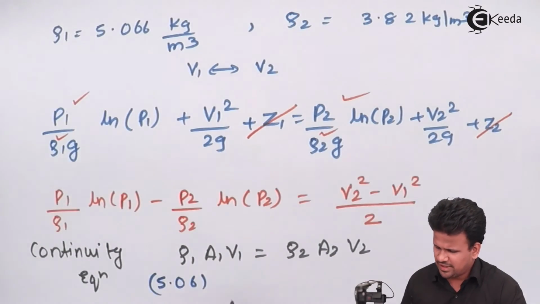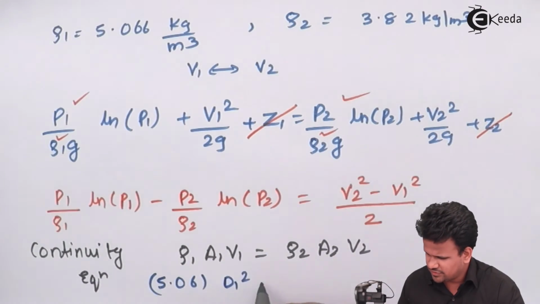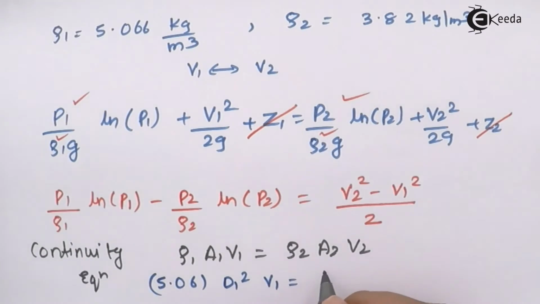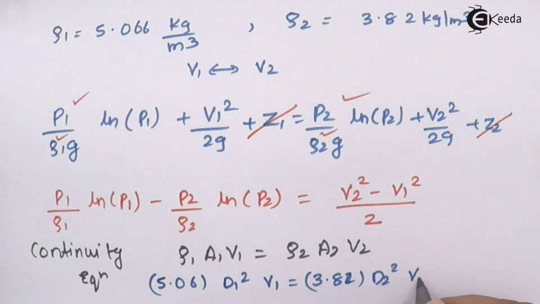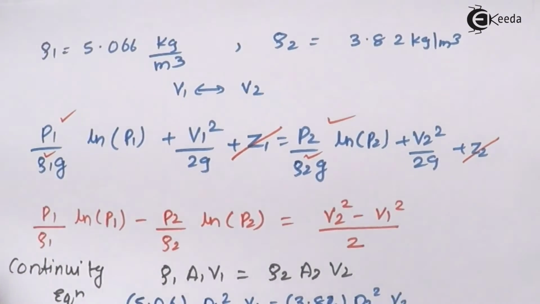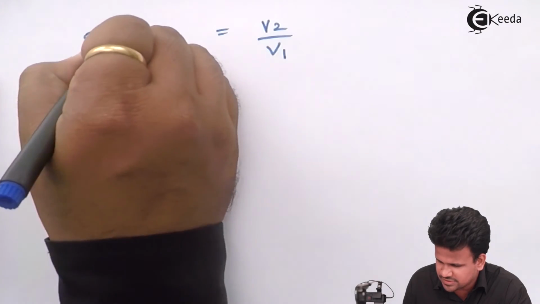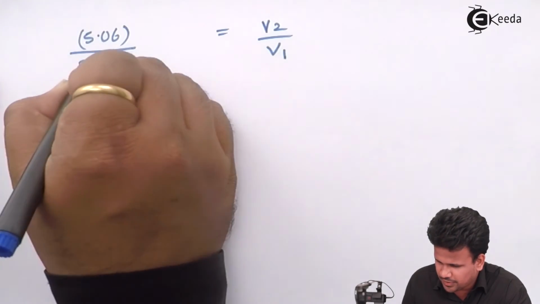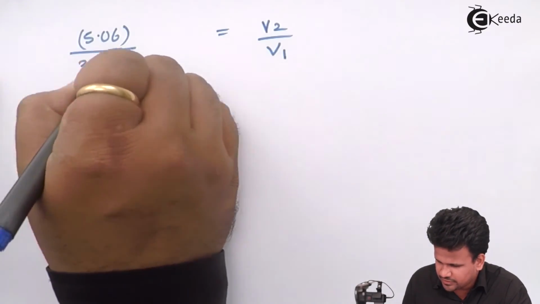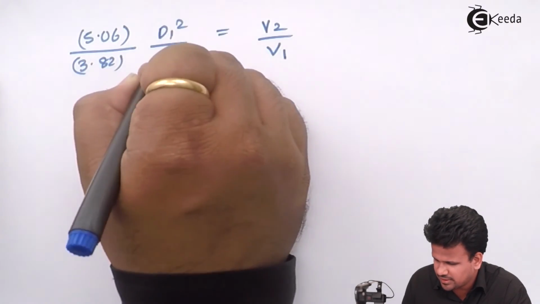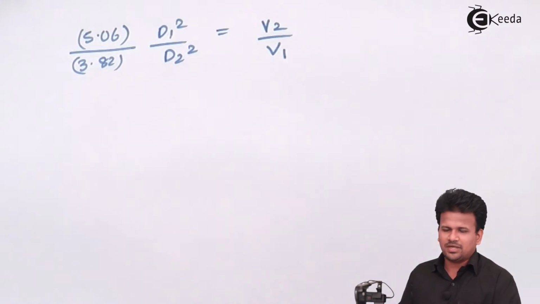We can cancel this pi by 4 and directly write d1 square into v1 is equal to 3.82 into d2 square into v2. So we can get the relationship between v1 and v2. Let us write v2 by v1 is equal to 5.06 upon 3.82 into d1 square upon d2 square. So that is the value of v2 by v1.